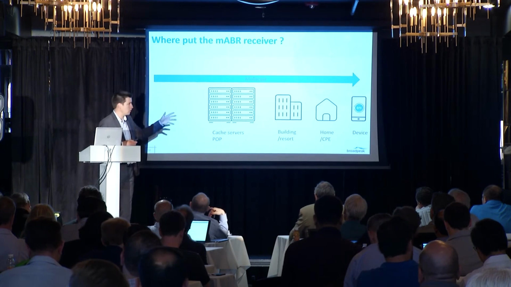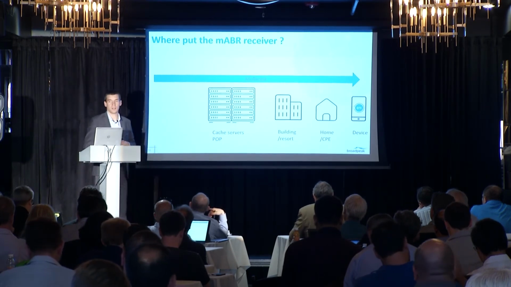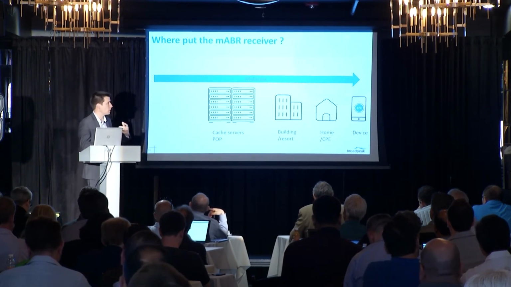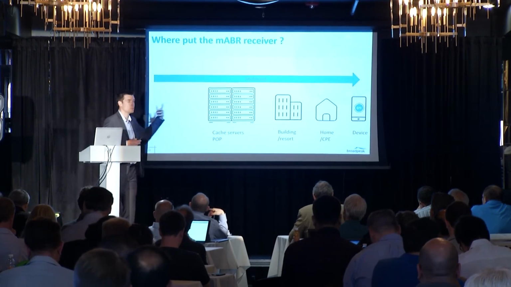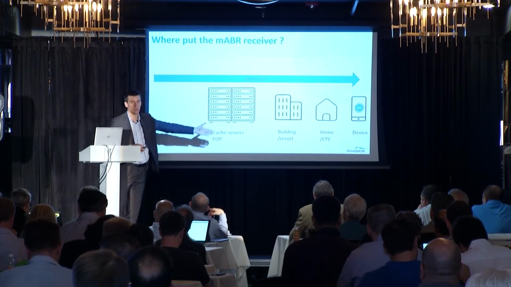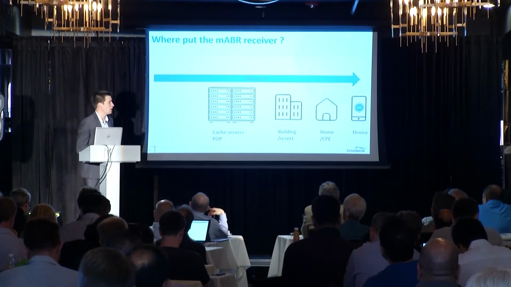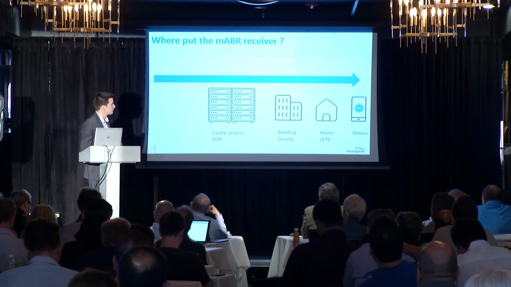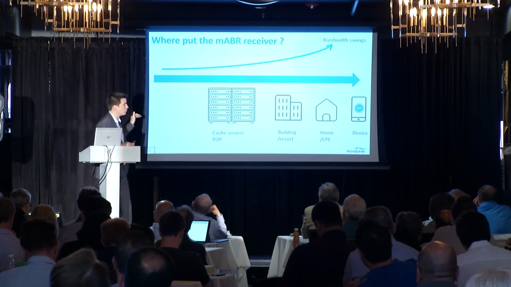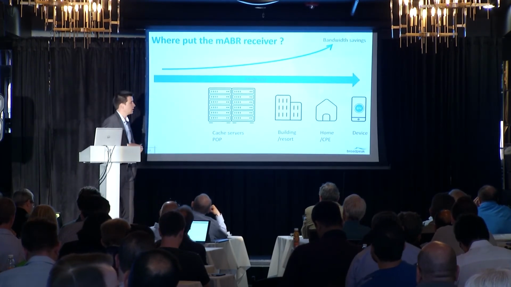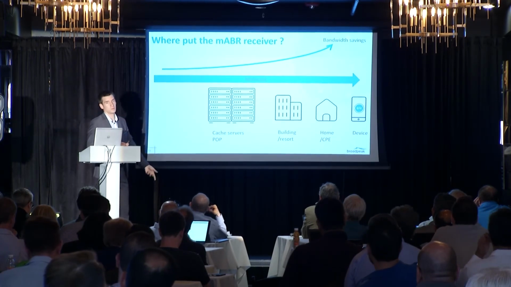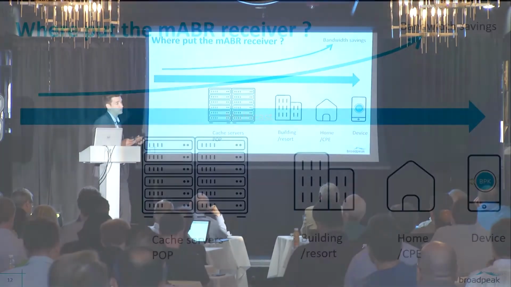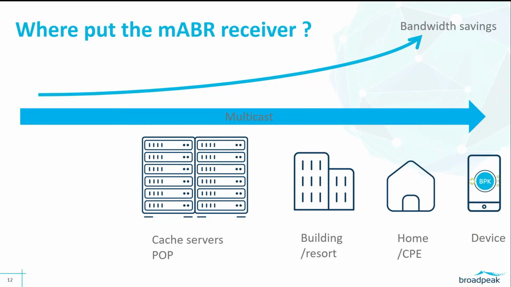So right now we know that all devices are connected using Wi-Fi. So we need to think about a good way to convey multicast over Wi-Fi to have this kind of use case, but technically it works. We can put this agent wherever we want. And the good thing is that the more we are able to put this agent in the network, the more bandwidth we are going to save. And at the same time, the cost we are going to save as well. So this is where we can put this mABR receiver.